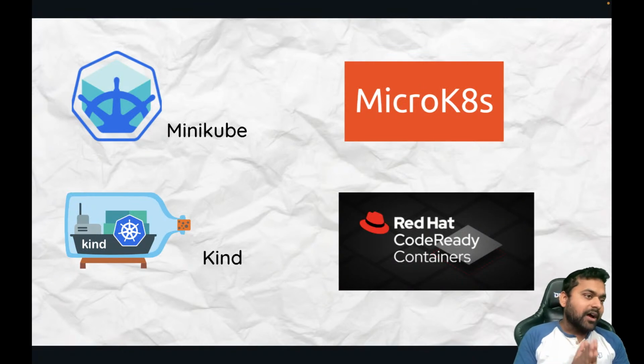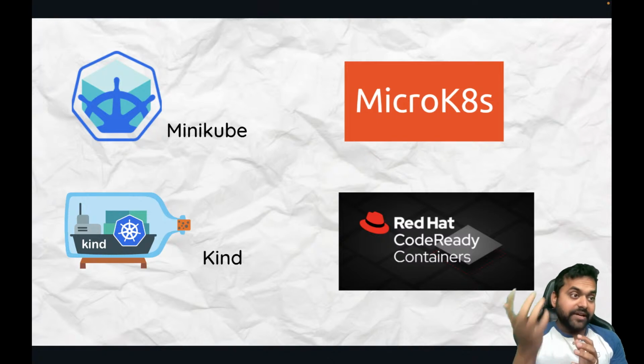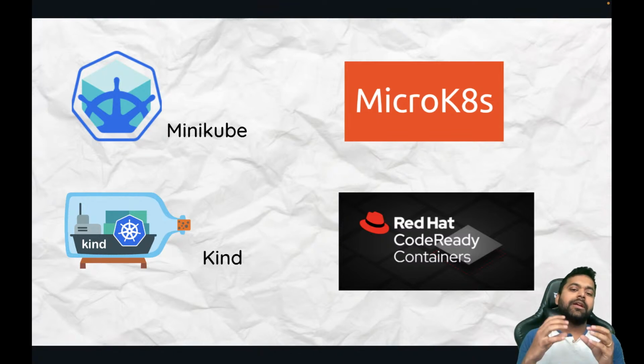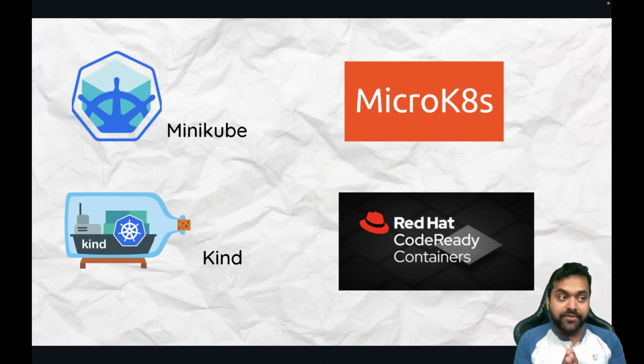Even in the last stream, we discussed what we can use to try out these things. So you can use Minikube, you can use Kind, you can use MicroK8s, you can use Red Hat CodeReady Containers. All these projects are there to spin up your own local Kubernetes cluster on your laptop, on your machine, right? You can use any of these if you are trying this along with me.